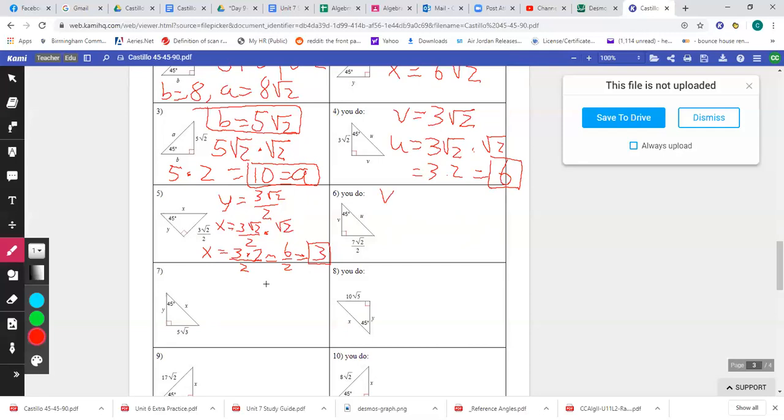So V here should be 7 root 2 over 2. And then if I multiply 7 root 2 over 2 times root 2, this becomes 7 times 2 all over 2, 14 over 2, and that's equal to 7.